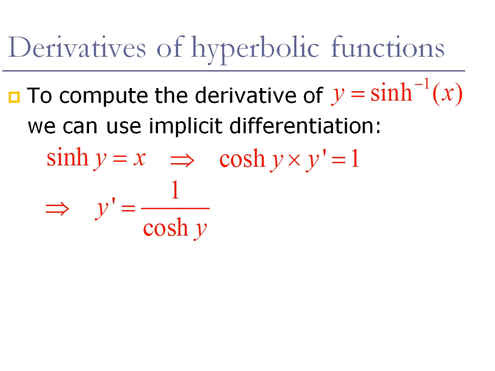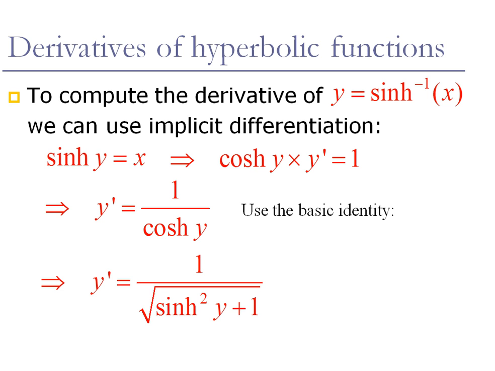We solve for y prime, that gives us 1 over cosh y, and then we use the basic identity for sinh and cosh for hyperbolic functions, which tells us that cosh is the square root of sinh squared plus 1. Of course, here we have sinh squared of y. We want to go back to x, but that's easy because sinh of y at the beginning was equal to x, and so we end up with exactly the same formula, 1 over square root of x squared plus 1.